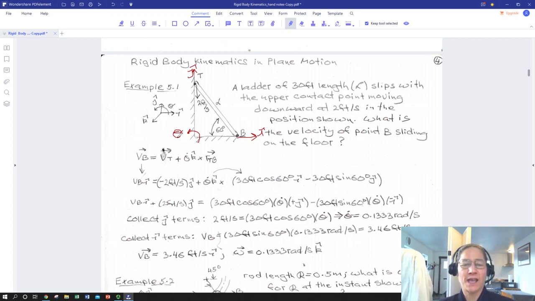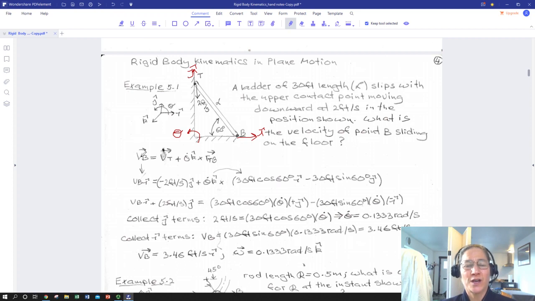So a positive k hat means a positive rotation. That's important for the sign of our theta. Next we look at, we're just in kinematics, so we're not going to be drawing an FBD yet. That's kinetics. But what do we know? We know the velocity of point T. So T is that known point, like P in that equation. B is what we don't know.